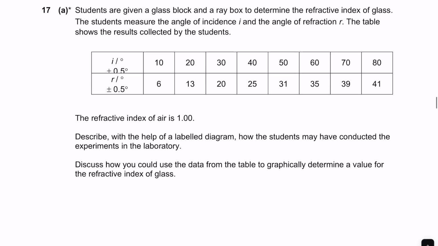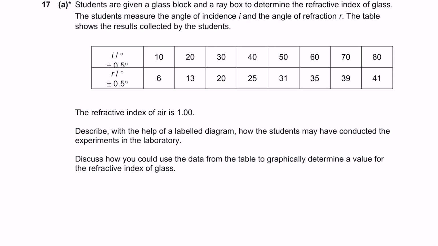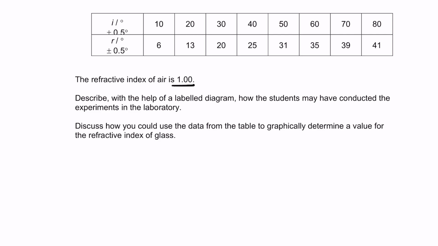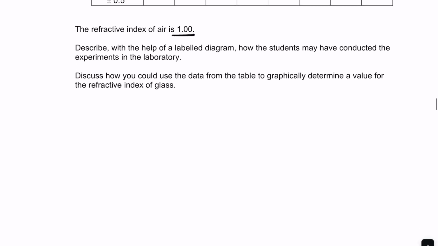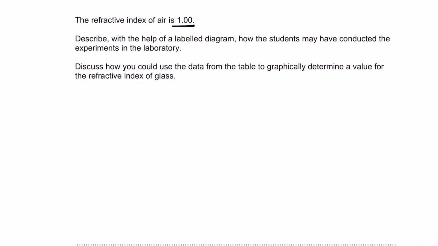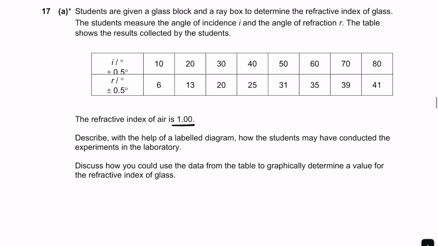Let's move on to question number 17, where students are given a glass block and a ray box to determine the refractive index of glass. The students measure angle I and R, and the results are shown below. The refractive index of air is 1. Describe with the aid of a labeled diagram how the students may have conducted experiments in the lab. Discuss how you could use the data from the table to graphically determine a value of the refractive index of glass. So for questions like this, I always like to work backwards.